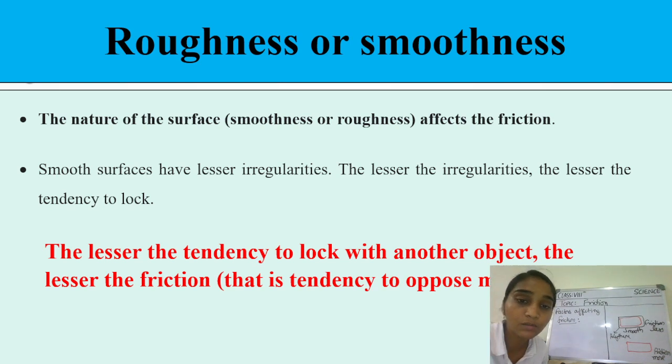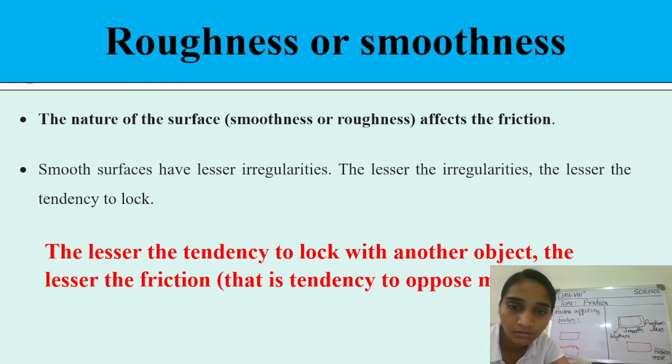The motion, it will oppose the motion with more force. So students, first is the roughness or smoothness, which we are discussing as a factor. Smooth surfaces have lesser irregularities, and the lesser the irregularities, the lesser the tendency to lock that object. So if one object is very smooth, and another object has a kind of roughness, the lesser irregularities means lesser tendency to lock, and then the friction as a result will be less.